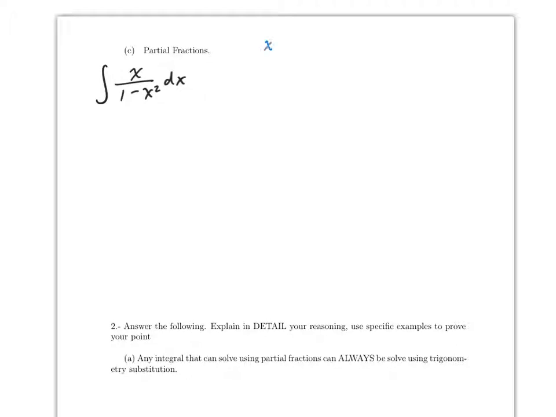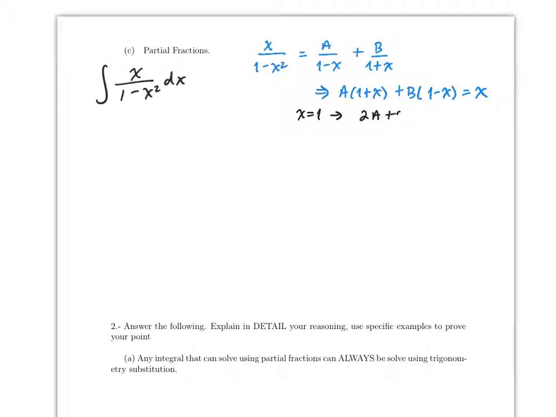Okay, now let's solve the problem using partial fractions. So first we need this to equal this. So just factor the denominator. So this implies that you need to solve an equation that looks like this. So this is the partial fractions. Now let's say that x equals 1. If x is 1, then you end up with 2a plus 0b equals 1, which implies a has to be 1/2.